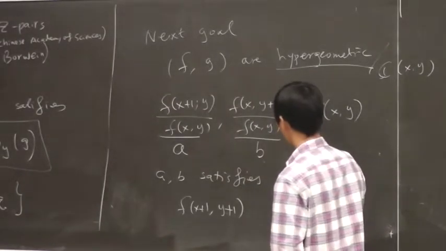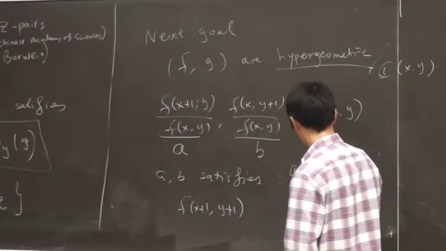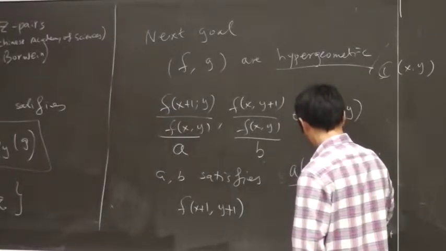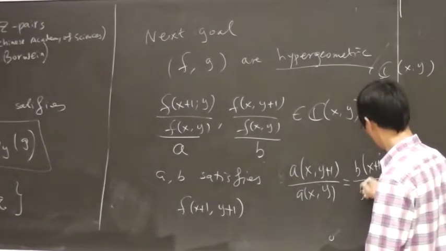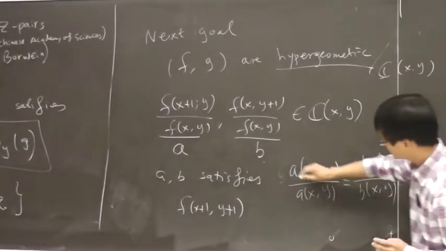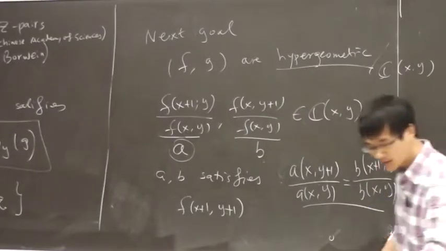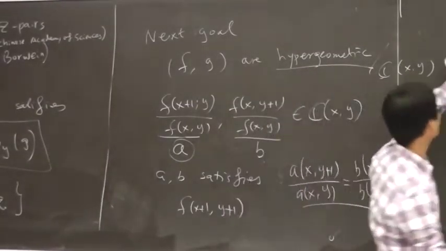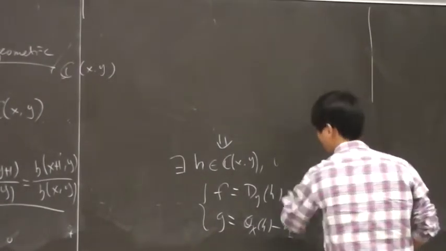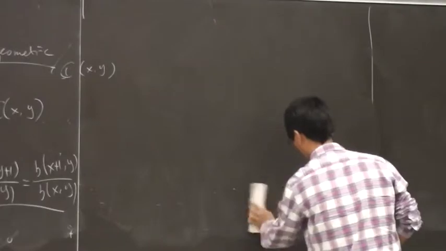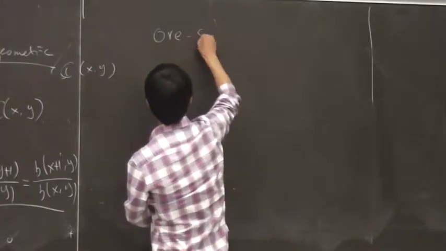A(x, y+1) over A(x, y) equals B(x+1, y) over B(x, y). So this is a condition satisfied by this A and B. And there is a classical theorem which is called the Ore-Sato theorem. It is due to Ore and Sato, two very famous people. So this is called the Ore-Sato theorem.